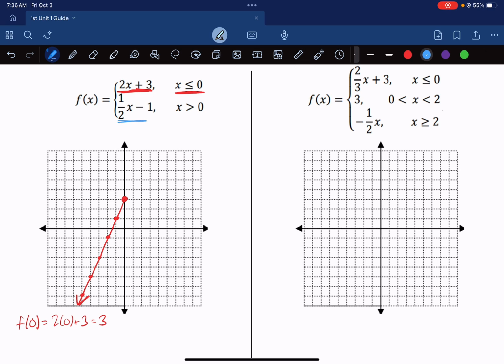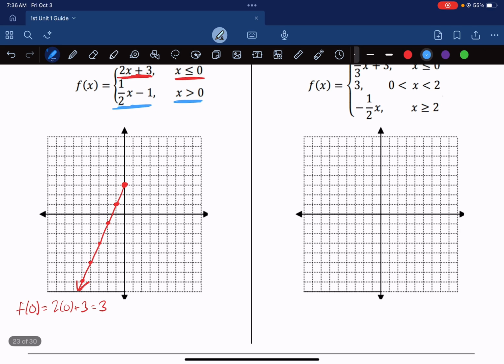Now for my second piece, I got 1/2 x minus 1 for everything that is greater than 0. To see what my starting point is, I'm also going to evaluate this piece at 0. So I have 1/2 times 0 minus 1, which gets me 0 minus 1, which is negative 1. So the starting point for this piece is 0, negative 1, and it is an open circle here because it's not defined at this point. So I got 0, negative 1.